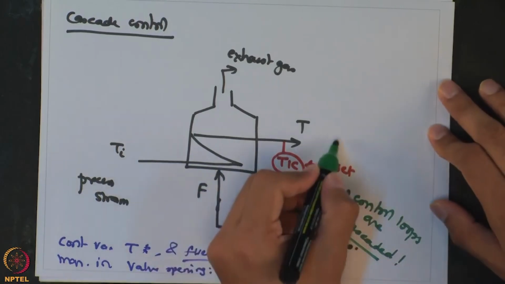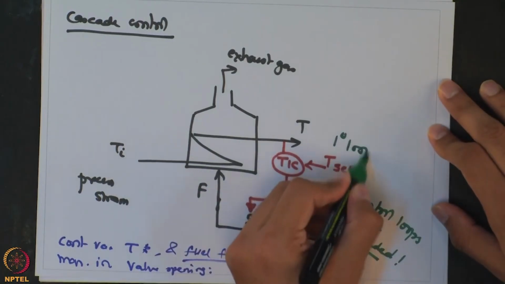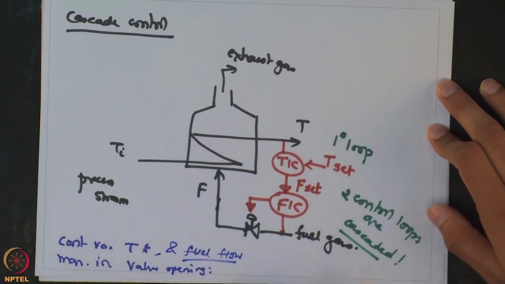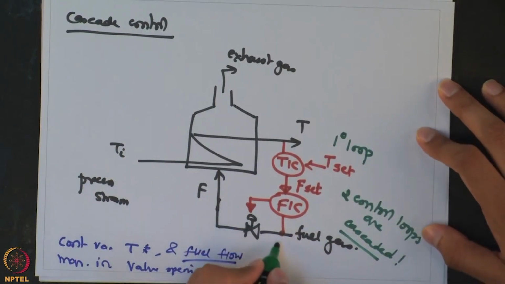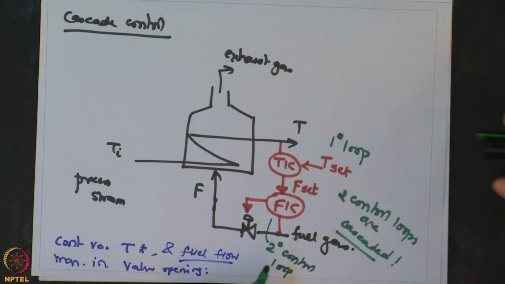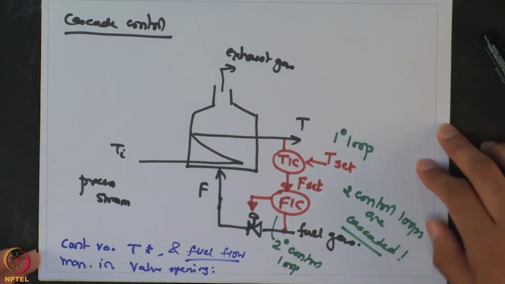This temperature controller loop is known as the primary loop, because that is our main objective, and the flow controller is the secondary control loop, because this is done in order to improve the performance. Now let us see how it would improve the performance of this system.